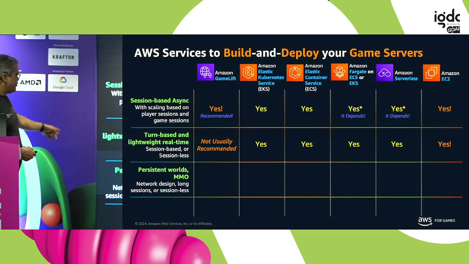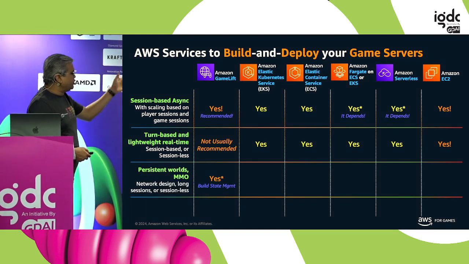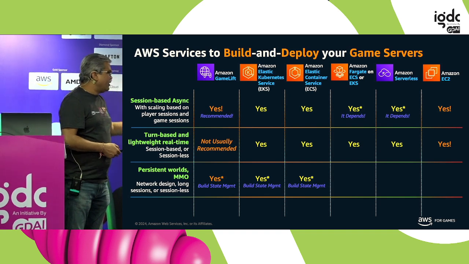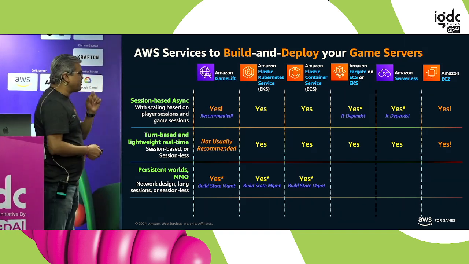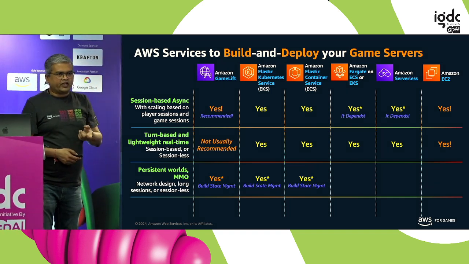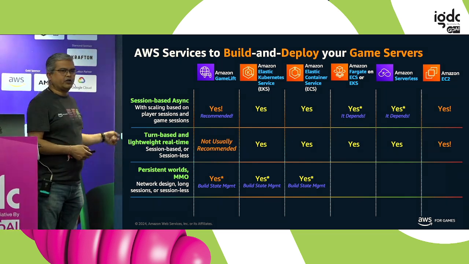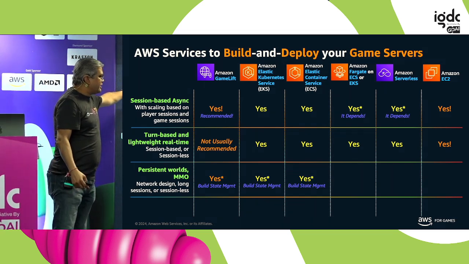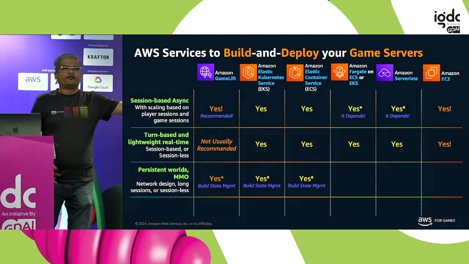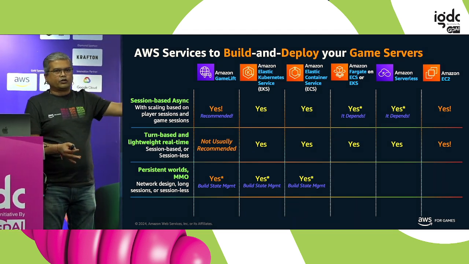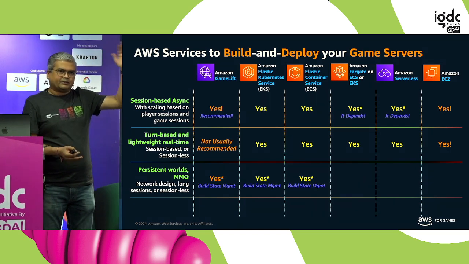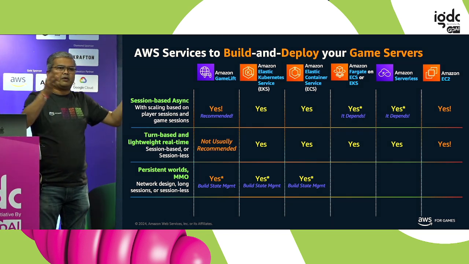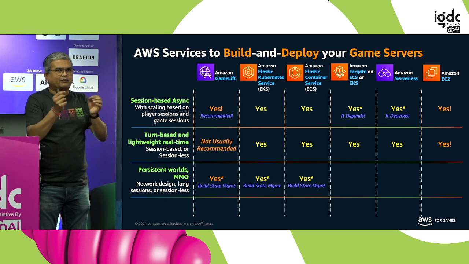If you're building a persistent world, yes, you may want to use this, or you may want to use EKS or ECS, all of this with state management. State management is very, very important because you don't want your server, your game world, to be lost. In comparison with session-based async games, there is a possibility you have 50 players playing a game, something goes wrong, and that session dies away. It is still okay. Your players won't mind so much. They can come again, join another game and play. There is some tolerance there.